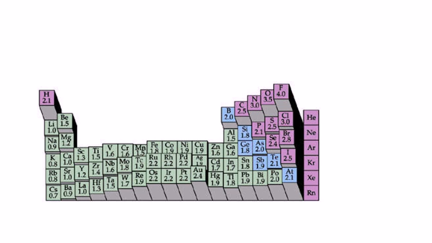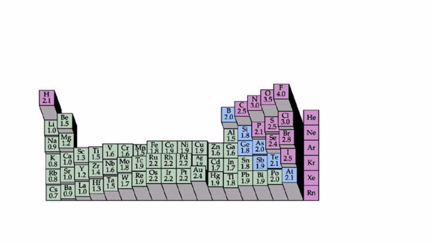Likewise, electronegativity will decrease as I move left, because I'm moving toward the metals, and metals, as a general rule, are not as electronegative. As I move to the left and down, my electronegativity decreases.